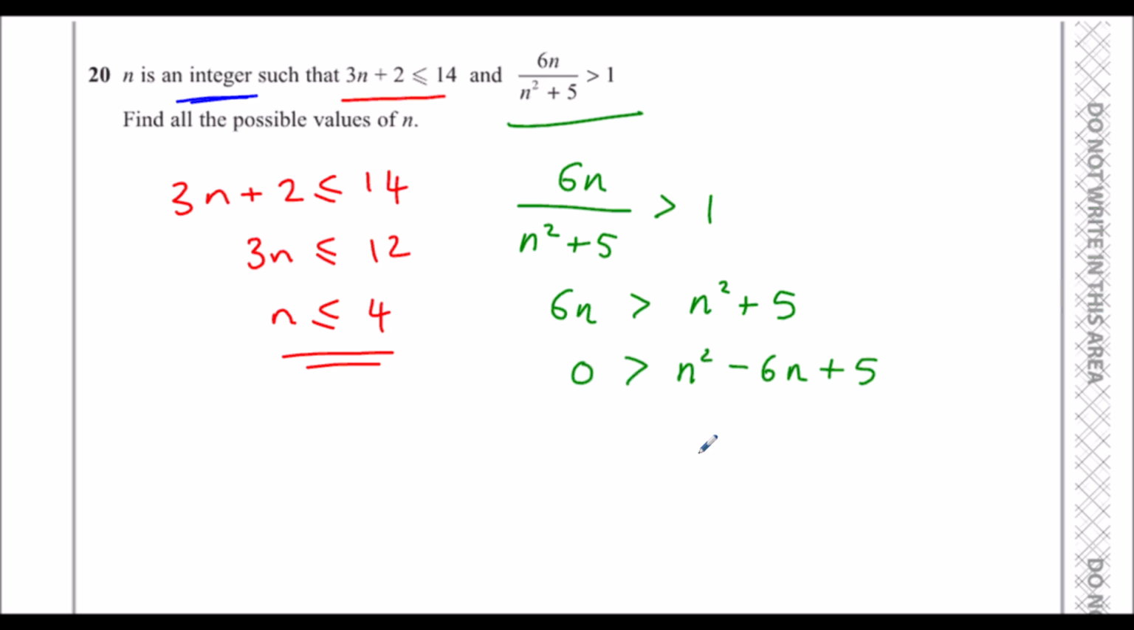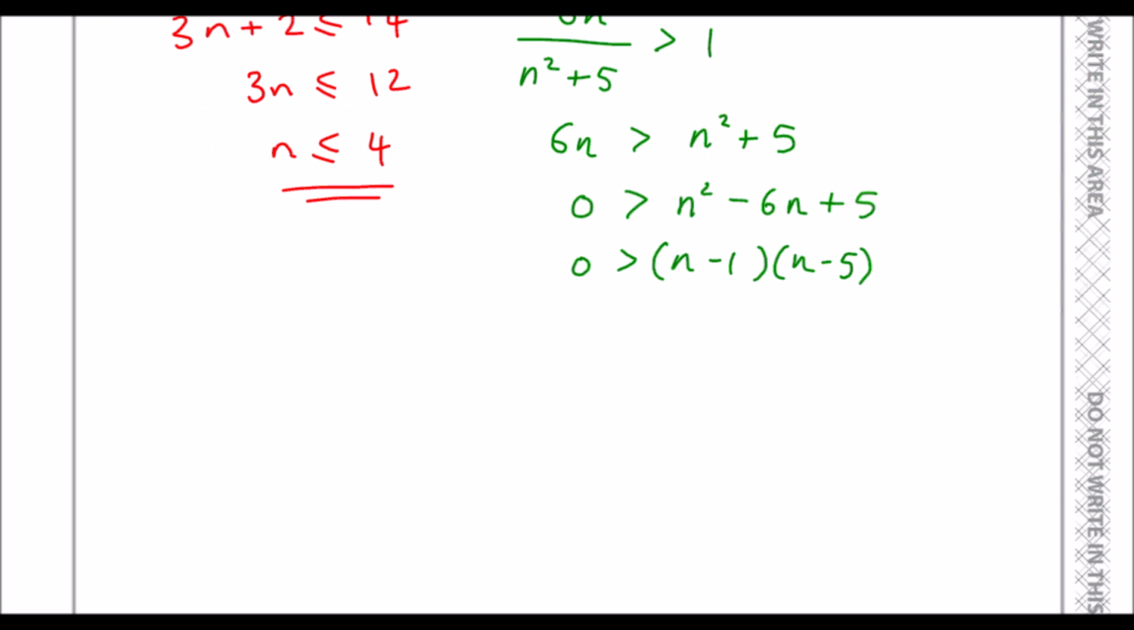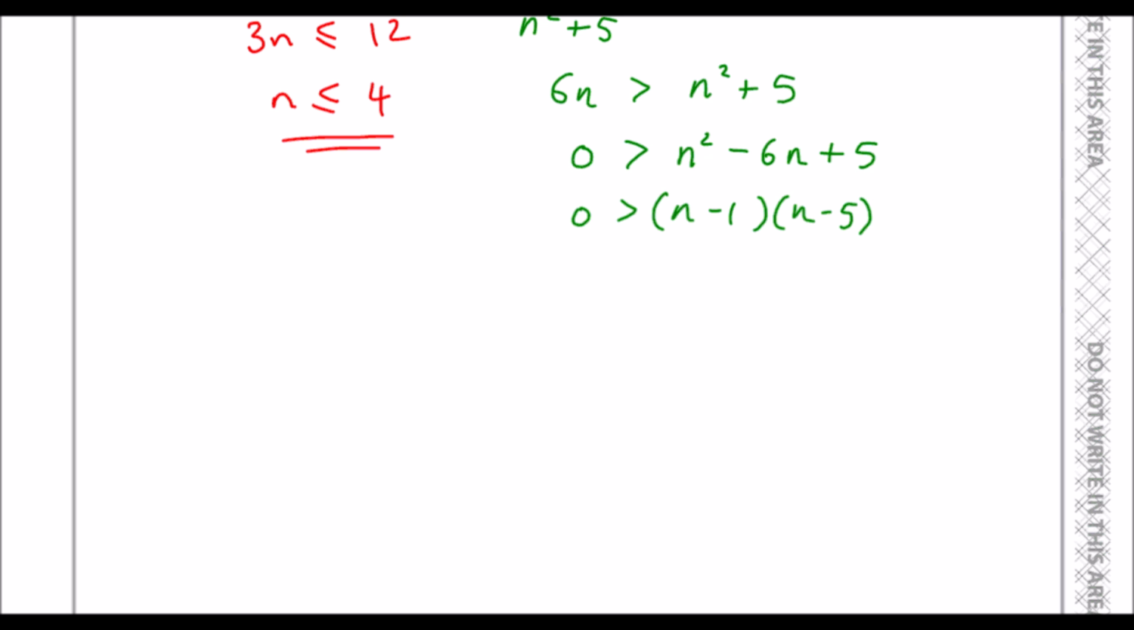I can solve this by factorizing. So 2 brackets, n in both. What multiplies to make 5 and adds to make negative 6? Negative 1 and negative 5. So I'm going to draw this on a graph. So it crosses at n equals 1 and n equals 5.